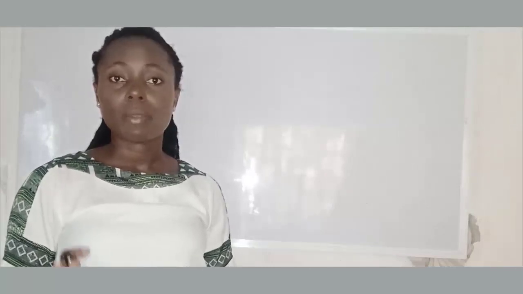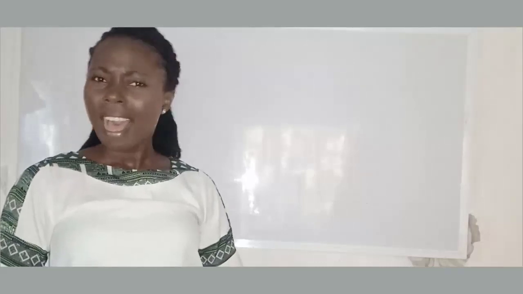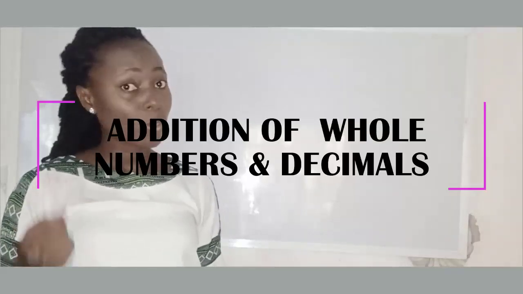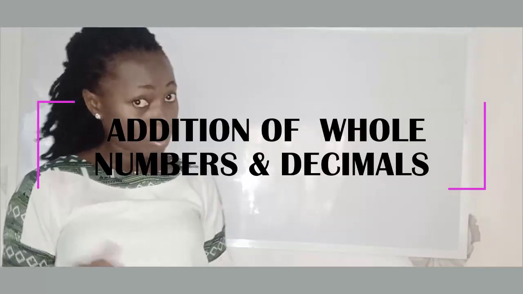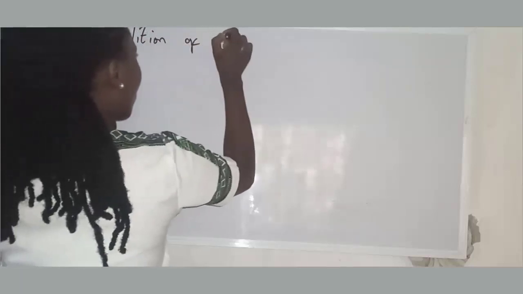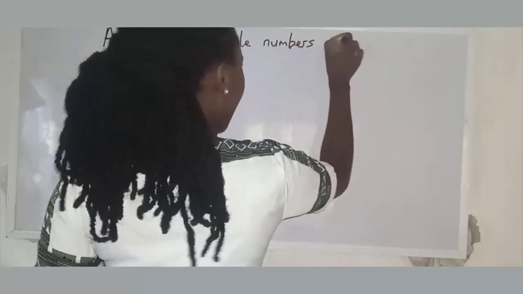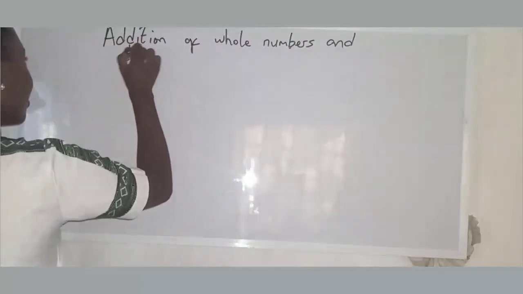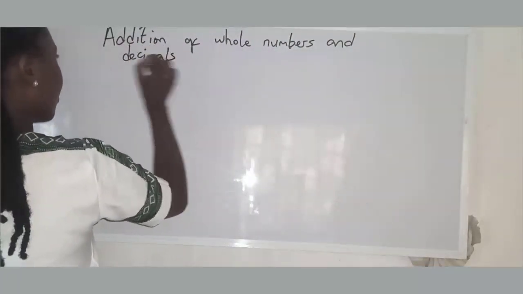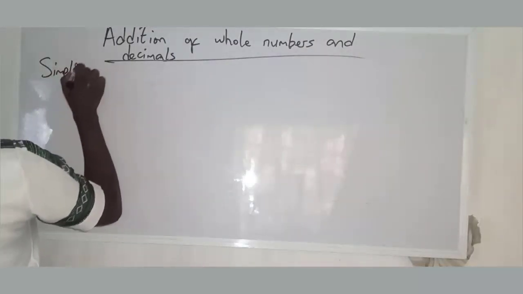In our last class we talked about how to add decimals. Now we'll see other examples. How can you add whole numbers and decimals? Wow, let's see. Addition of whole numbers and decimals. Let's see some examples like I said earlier.